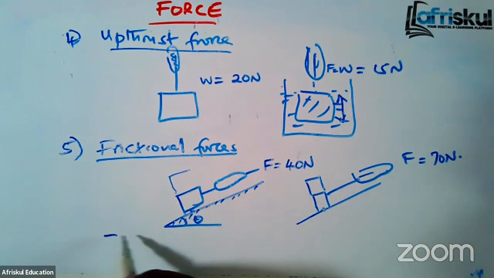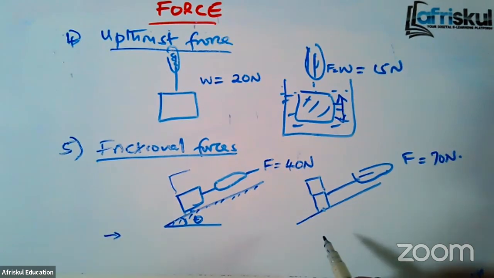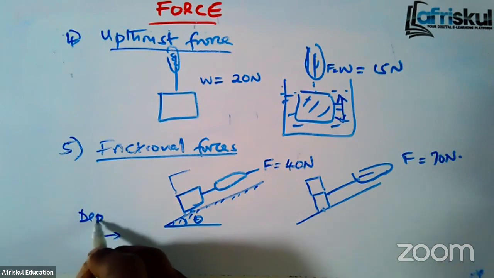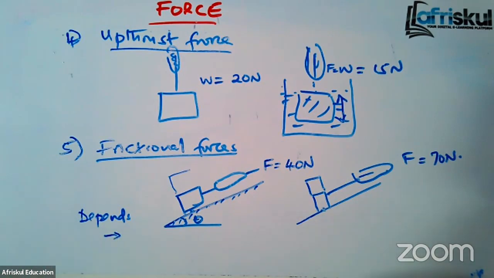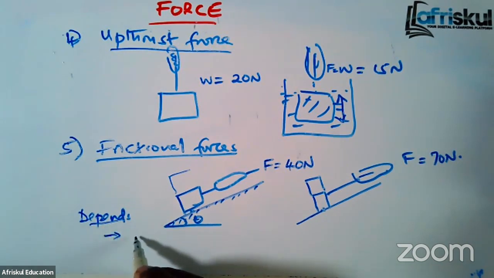Now, you may find that this frictional force, number one, depends on the nature of the surface. Some surfaces are very rough, so you find that there is much more friction. Like if you touch the surface of a sandpaper, that surface is very rough. That means there is a lot of friction in it. So this frictional force depends, number one, on the surface or nature of the surface.